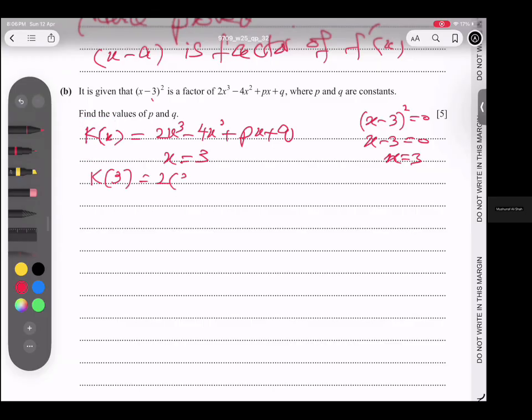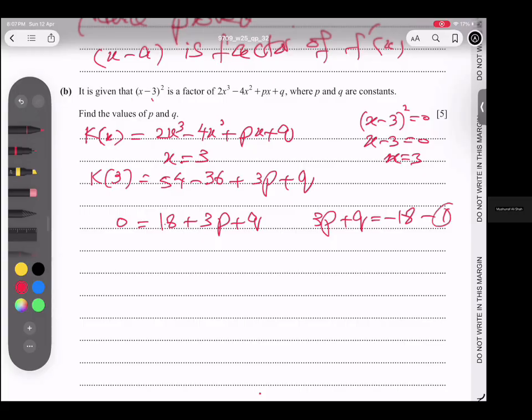To save time: 27 into 2 is 54. When I put 3 here, 3 square is 9, 9 fours are 36. And put 3 here, I got 3p, and q as it is. And this I put 0 because he used the word factor. So this is 0. From 54, subtract 36: 54 minus 36, I got 18, plus 3p plus q. So I got 3p plus q equals negative 18, equation number 1 done.